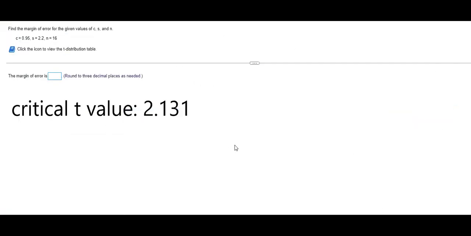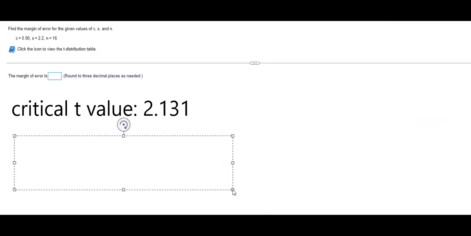Let's go ahead and put that in. And that was it. That was the margin of error formula. You have to plug in those 3 values. And when you do, you get your margin of error. Let me put it in. Margin of error, which is capital E.